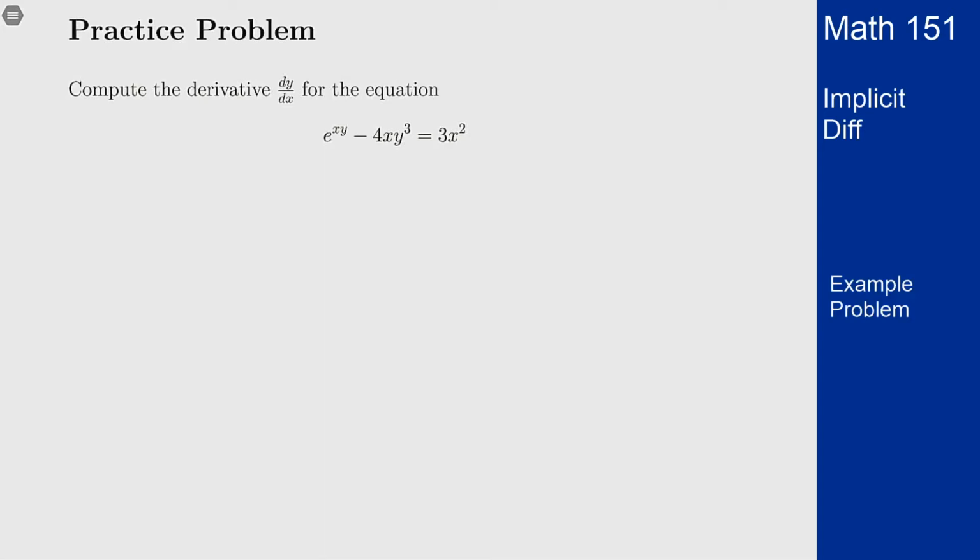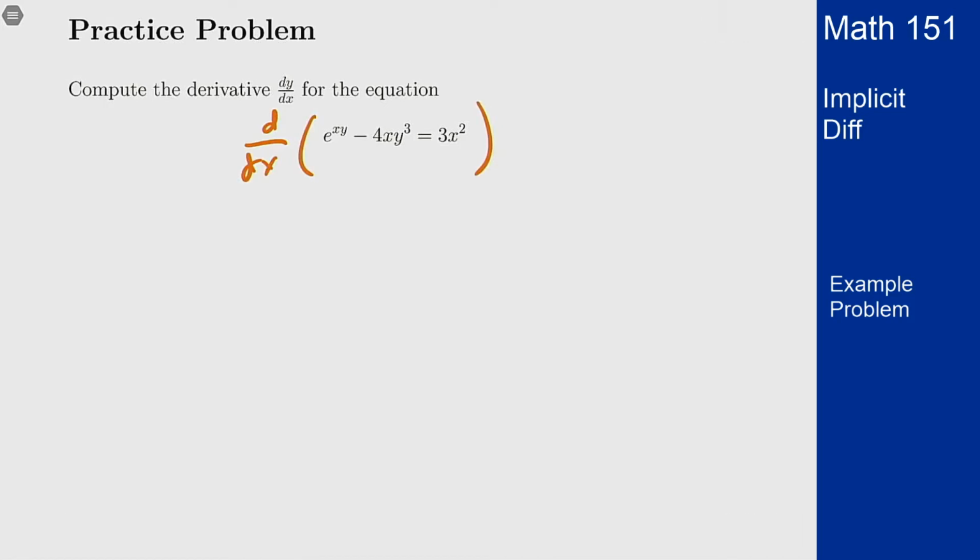In this example, we want to find dy/dx for the equation e^(xy) minus 4xy^3 equals 3x^2. The setup here is basically leading us towards doing this via an implicit differentiation method. So we take the derivative of the entire equation and then compute what we would get.